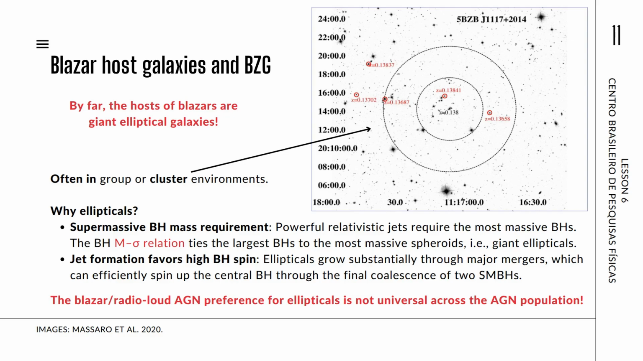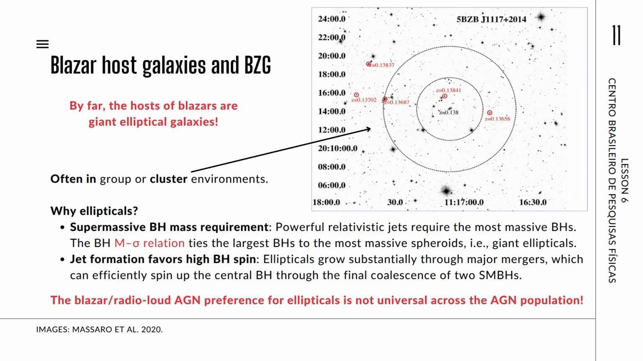And jet formation favors high black hole spin. I just mentioned that we think these black holes grow much faster through major mergers, so mergers of two or more black holes. If you have two black holes coalescing, the final rotational speed, the final angular momentum of this system, will be very large. So you have massive black holes which are likely spinning really fast. These are excellent ingredients for launching jets in the case of blazars.